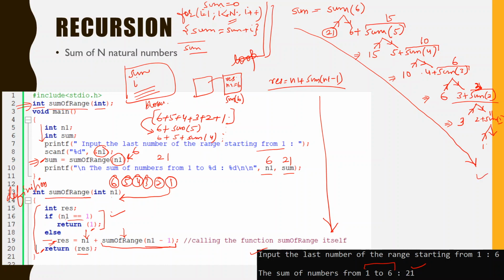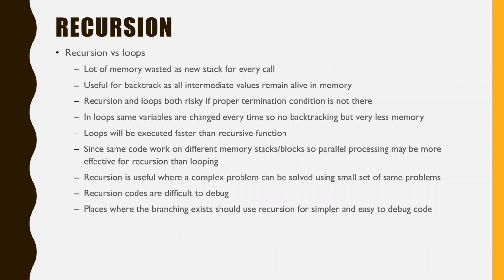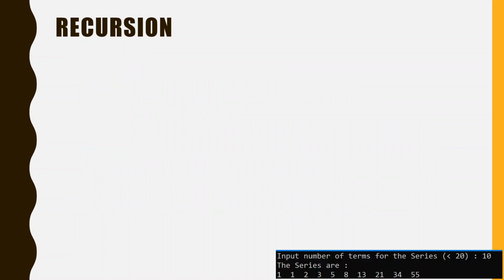Okay, now we will see some differences between recursion and loops. That is, a lot of memory is wasted as a new stack is created for every call. Here we can see how the call takes place. Okay, because the compiler starts from the main function.